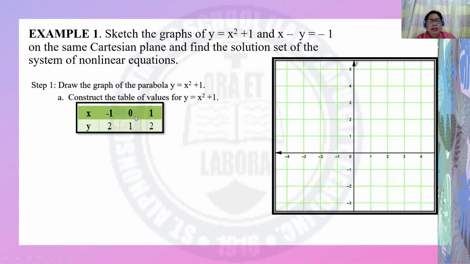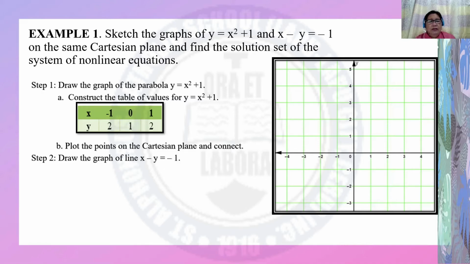And then assigning 0 to x in x squared plus 1, it will give us 1. And assigning 1 to x in x squared plus 1, it will give us 2. Then we have to plot the points on the Cartesian plane and then connect later on. Then after that, we have to draw the graph of the line x minus y is equal to negative 1.